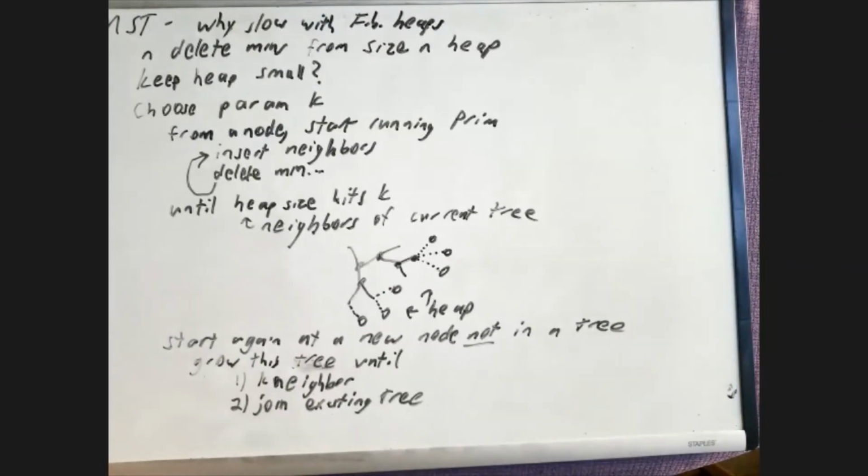Wait, I'm sorry. What was the first possibility? Then I end up with k neighbors again, just like I did in the first. Oh, okay, group. Yeah, okay. Sounds good.